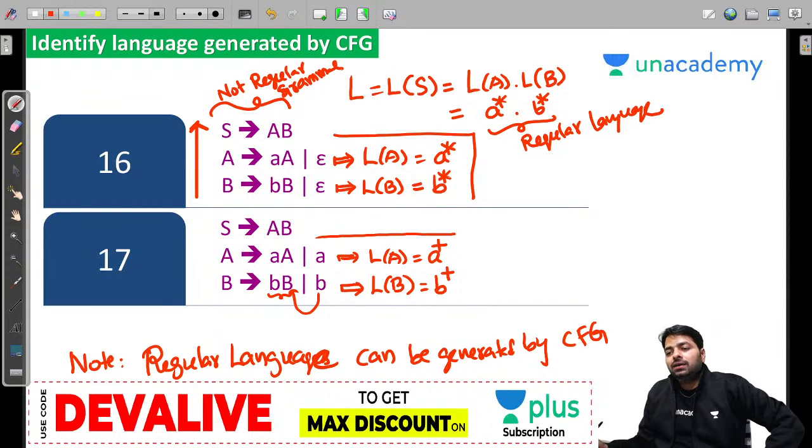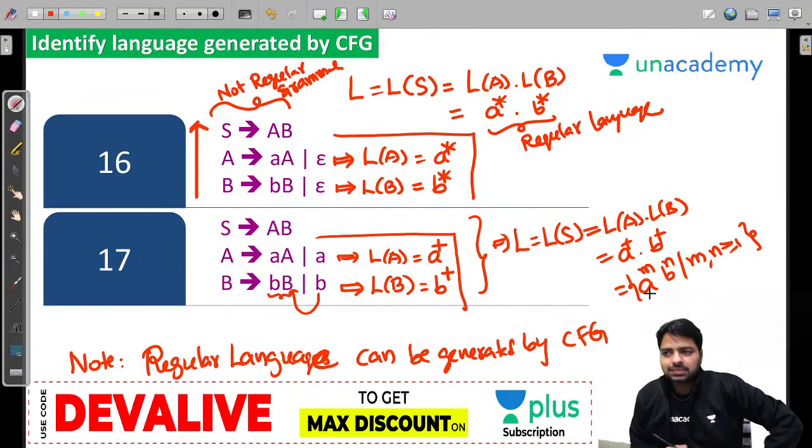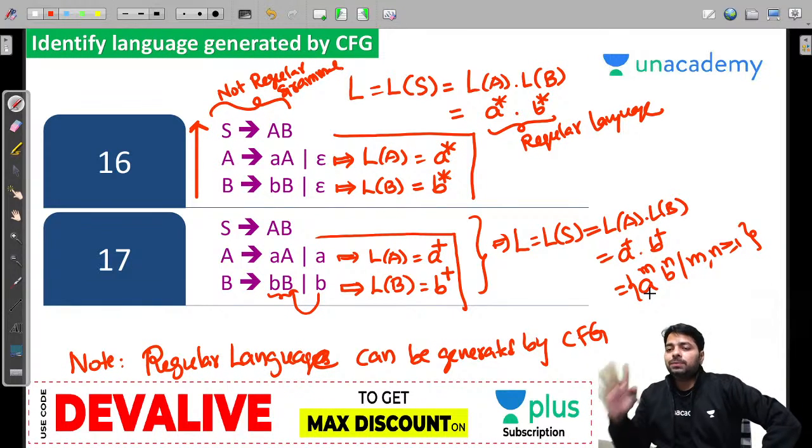And finally we want S only. Here S only. S means language of S equals language of A dot language of B, and language of A is A plus dot B plus. You can write some other way, A power M, B power N, such that M comma N greater than or equal to 1. Yes, A plus B plus, that is also a regular language. Yes or no?